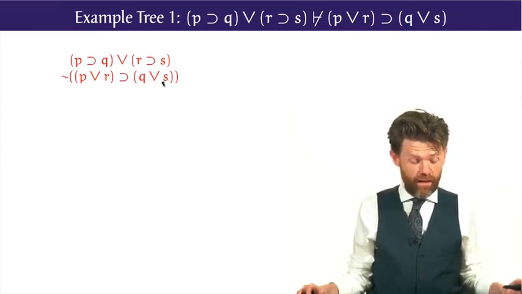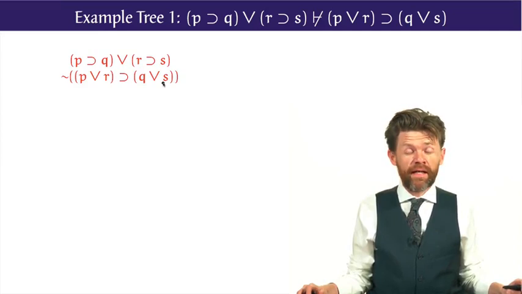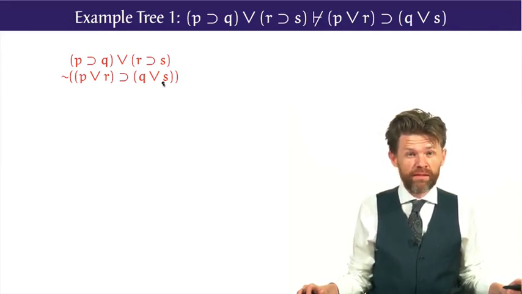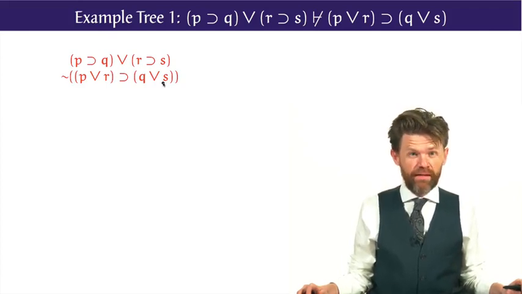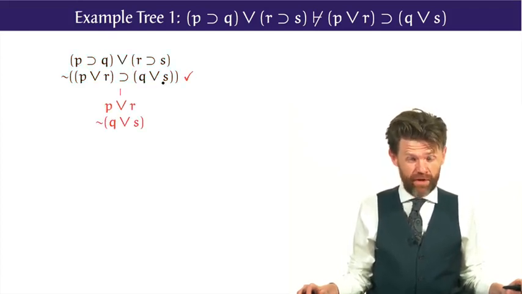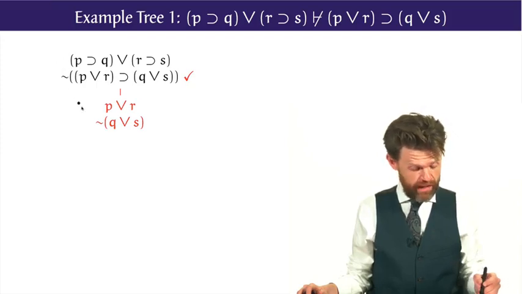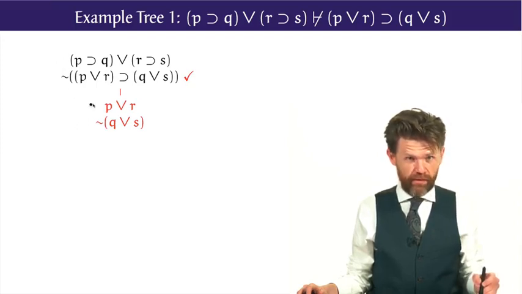So in this case, I'm going to process the negated conclusion because the result of processing this is two formulas that don't branch. In this case, it's a negated conditional, so I write down the antecedent, P or R, and the negated consequent, not Q or S. So now I have three formulas left in the tree that haven't been processed. The premise, P implies Q or R implies S, and now these two new formulas here in red.